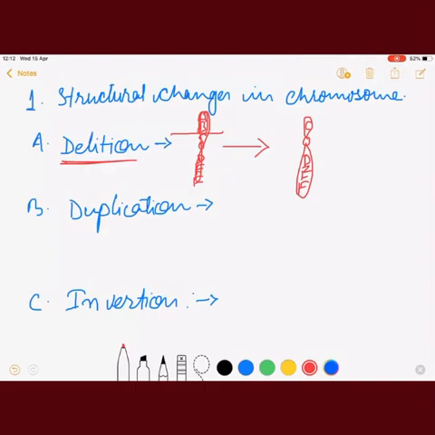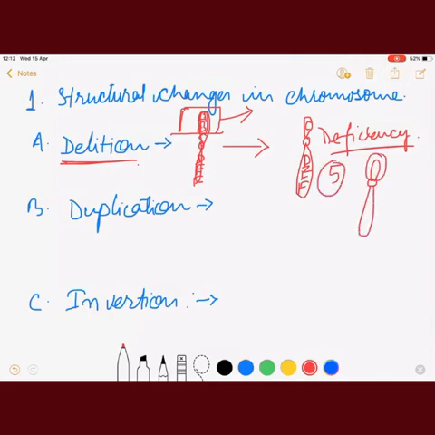That means this segment of the chromosome containing the A and B genes is deleted and lost. This is also called deficiency. And I told you about this problem in chromosome number 5. If the small arm of chromosome number 5 is deleted, then it will create a disease called Cri-du-chat syndrome, and I have told you about it.